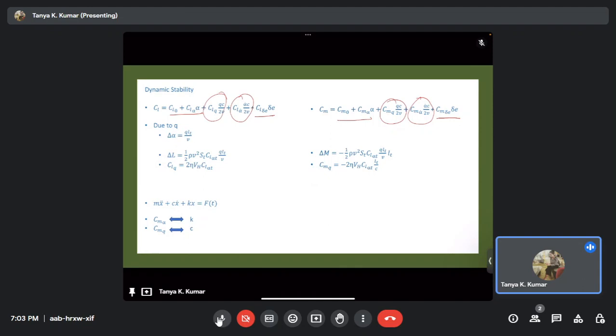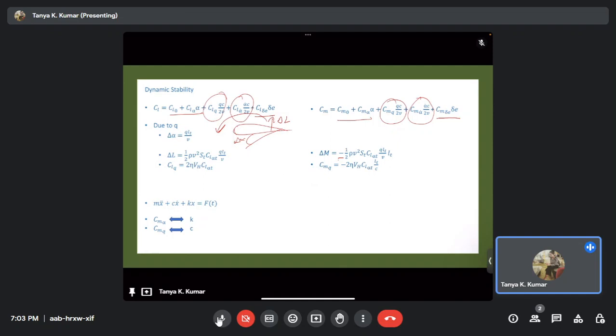Then we saw the effects of pitch rate. The pitch rate Q produces a change in the angle of attack at the tail. How did that produce changes in the lift and the moment? If there is an increase in angle of attack at the tail, there's an increased lift component, right? So you have a delta L which increases. With increased lift, you have a pitching moment. It produced a pitch down moment, which is why you have this negative, because our sign convention says that pitch down is negative.